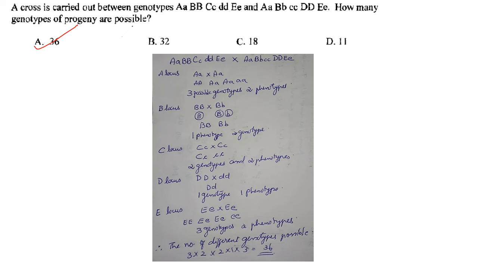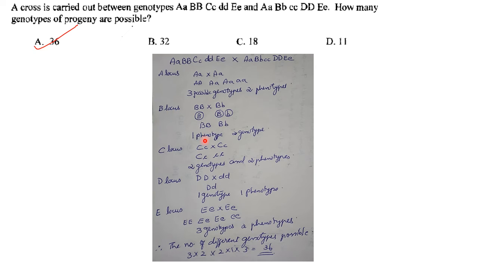So a cross is carried out between genotypes. They have given the genotypes. How many genotypes of the progeny are possible? So when you see the A locus, you have capital A small a crossed with capital A small a. These are the offspring for the A locus. How many genotypes can they have? 1, 2 and 3 genotypes are possible. And how many phenotypes? Capital A and small a phenotypes. So 2 phenotypes are possible.